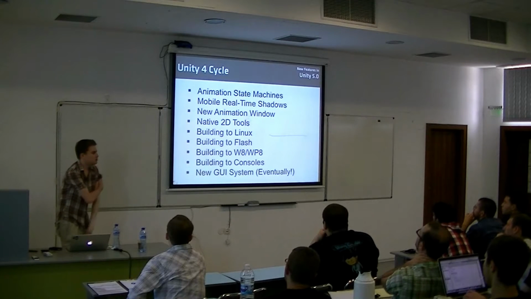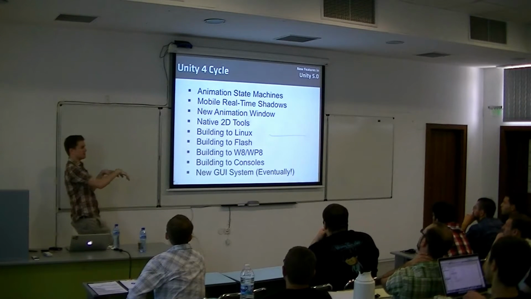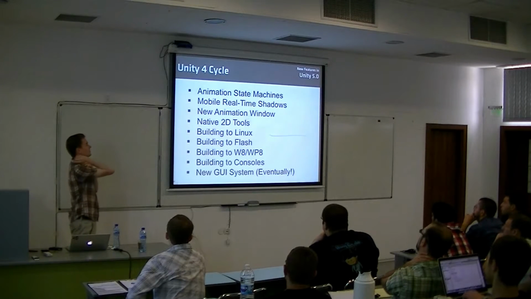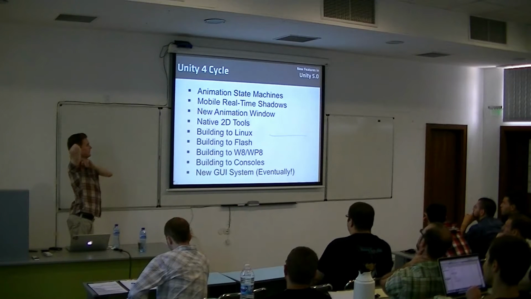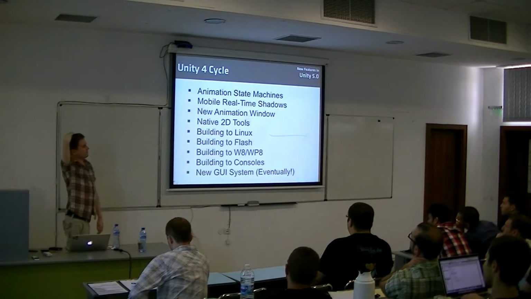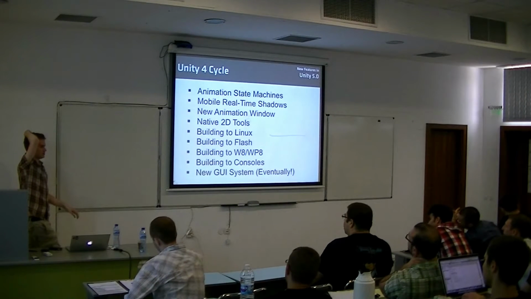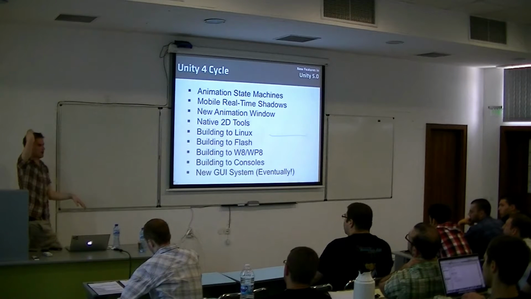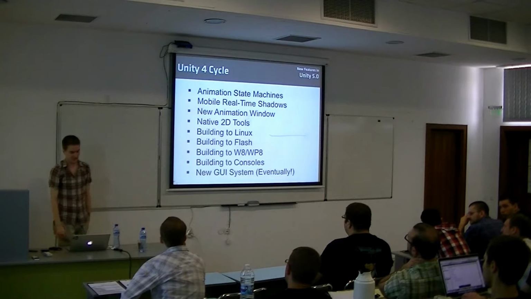So basically, in the Unity 4 cycle, these are all the things that we implemented. The animation system with the teddy bears, all the state machine stuff. Mobile rigs, shadows, animation window, 2D tools, variants of Linux, Flash, Windows 8, Windows consoles, eventually the new GUI system. So Unity 4 was kind of like going from an underground Unity 3, like two-man studios, to actually implementing 2D tools and extending the engine further.